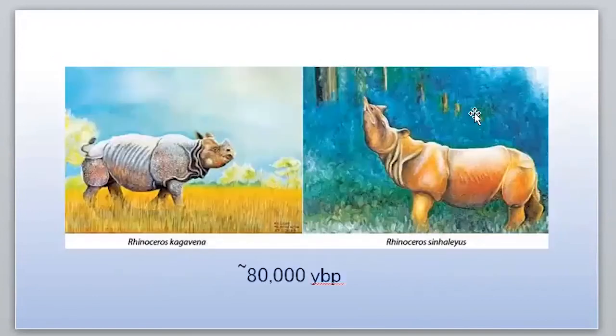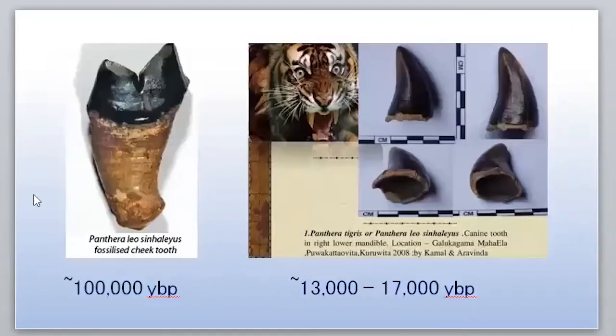Then there are two rhinoceros species, which also lived here. And most famously, tiger and lion also lived in this country. So those are the animals that we were able to find in Sri Lanka. But yes, if you put your effort into this subject, someday in the near future you might be able to find dinosaurs in this country. So this is the end of today's lecture.